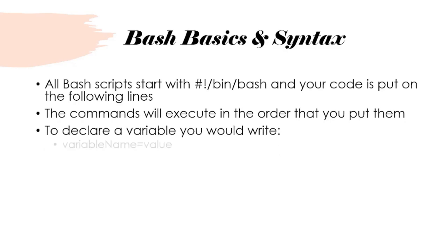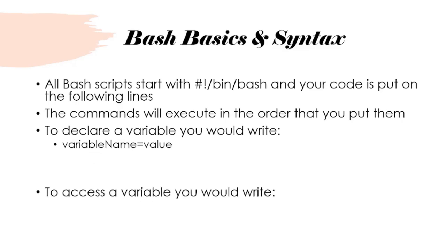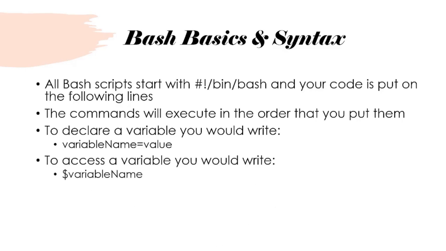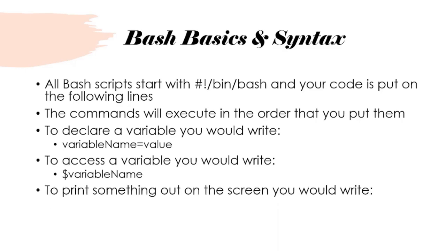If you want to declare a variable, you would do the variable name, equals, and then your value. If you want to access it, you would just write a $ followed by the variable name. And if you want to print something out on the screen, you would just write echo and then put your text in there, or you can do echo and then the variable name. So let's go try some of this really quick.